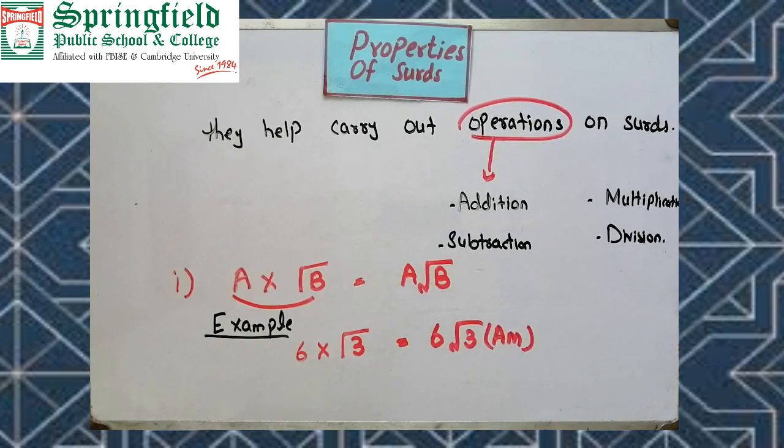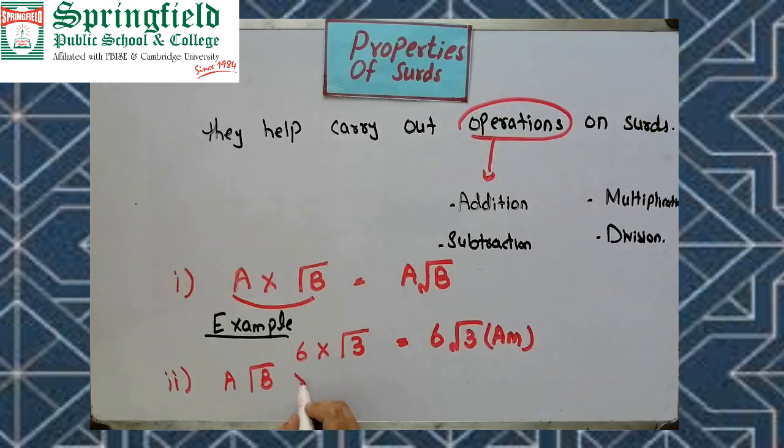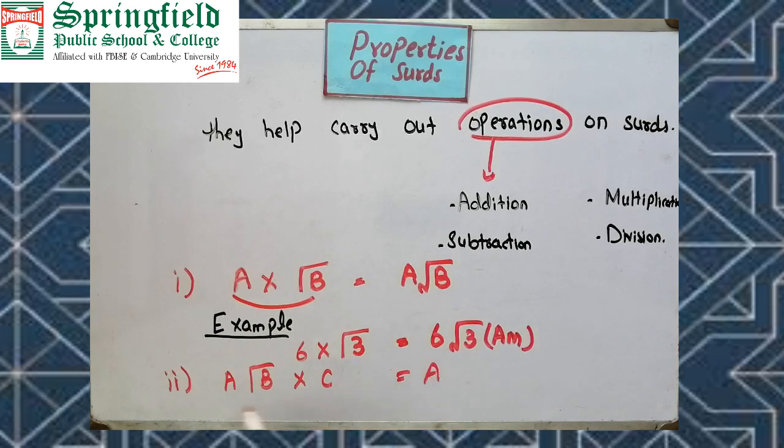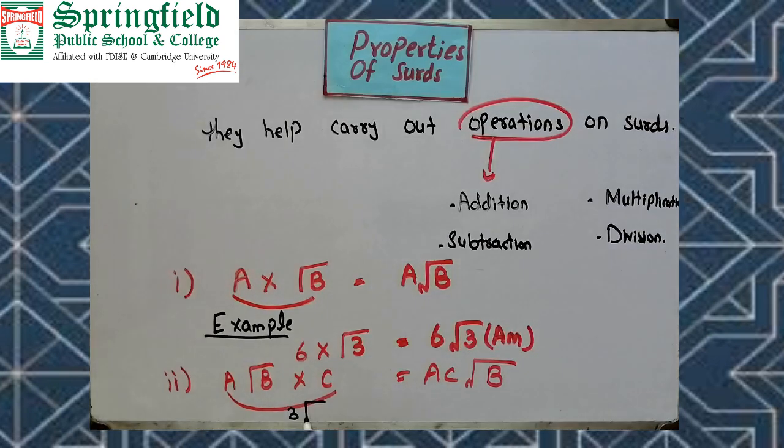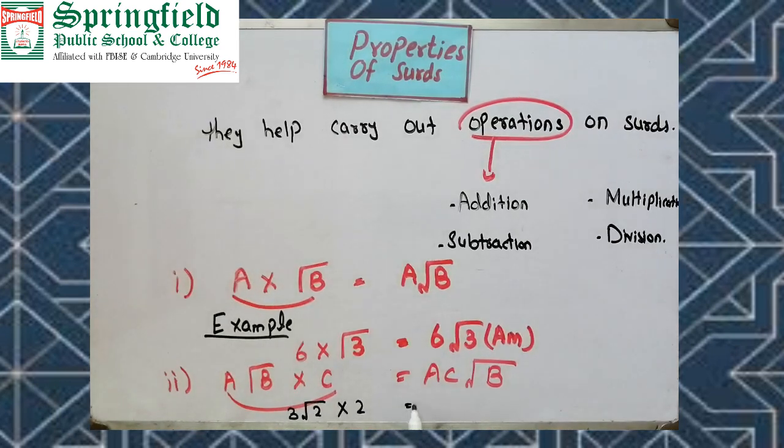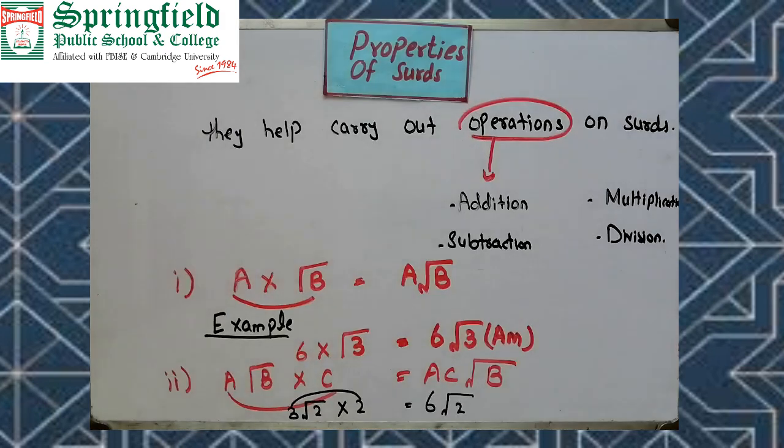Understood, beta? Okay, now come to the second property. The second property is A multiplied by B, then multiplied by C, is equal to AC under root B. Let the third value be 2, multiplied by C equal to 2. So what will be the answer? 3 will multiply with 2. 3 twos are 6 under root 2. This is the answer. Understood, beta?